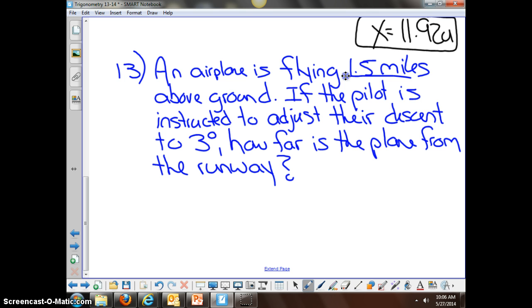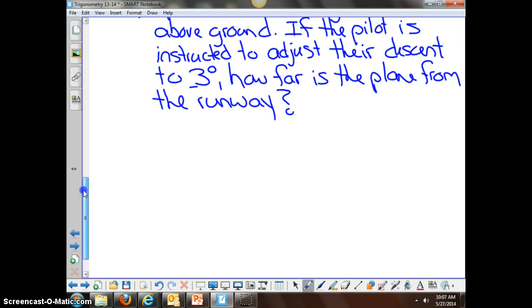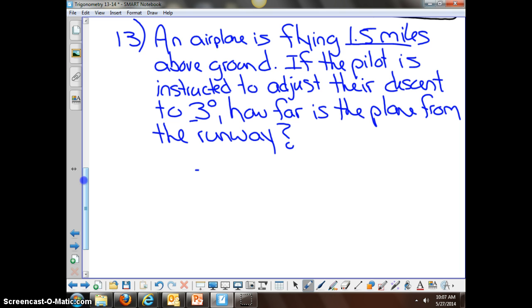Air traffic control is telling us we need to make a 3-degree descent. With that information, we need to figure out how far away from the runway we are. As I advised you, drawing a picture is never a bad idea. So if I drew my picture, this is my airplane that I'm flying, and I'm heading towards the door, so let's just call that east.